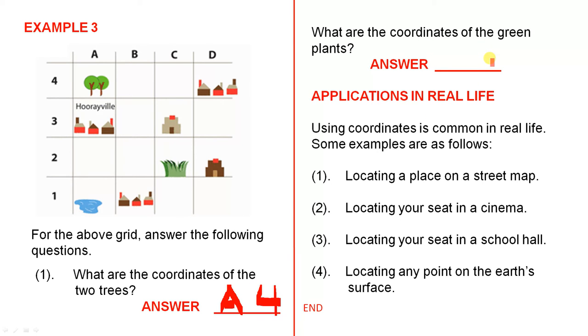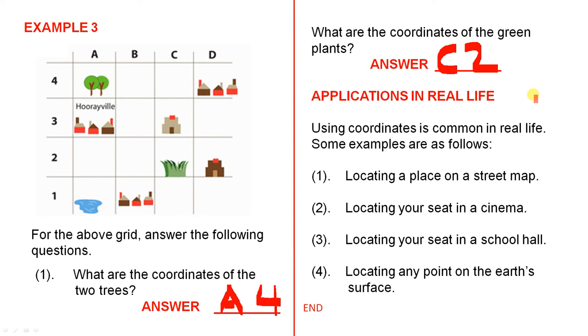What are the coordinates of the green plants? They look like the green plants there. So if we do the horizontal first, that's C2. So C2.